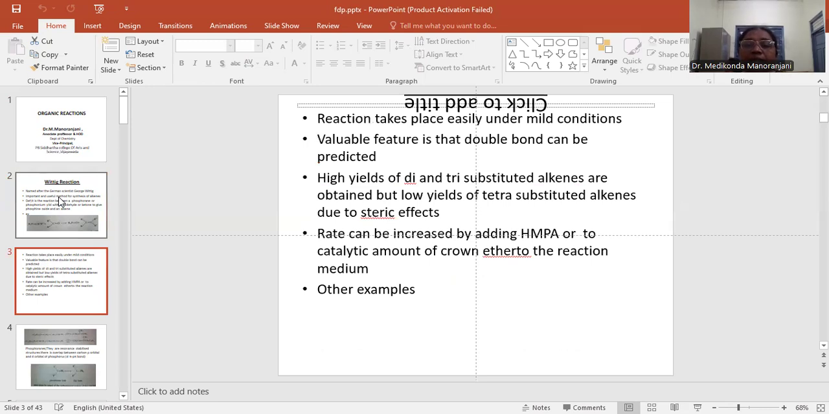The reaction takes place easily under mild conditions. A valuable feature is that the position of the double bond can be predicted. High yields of di- and tri-substituted alkenes are obtained, but low yields of tetra-substituted alkenes due to steric effects. The rate can be increased by adding HMPA or a catalytic amount of crown ether to the reaction mixture.